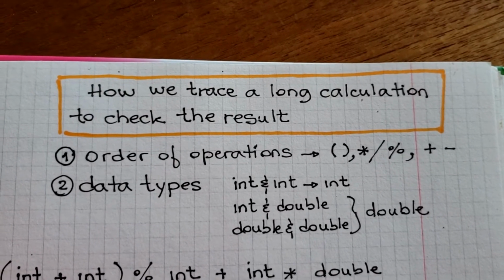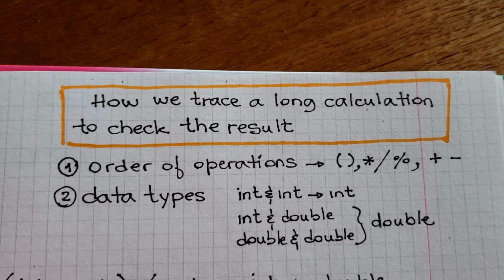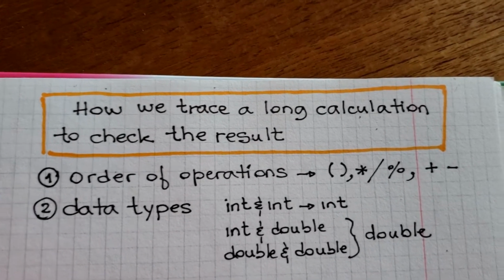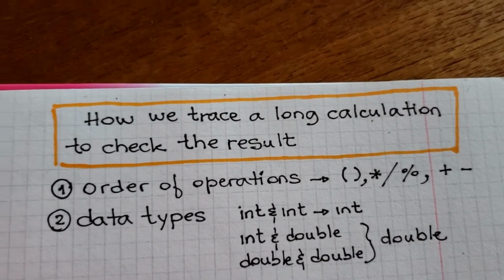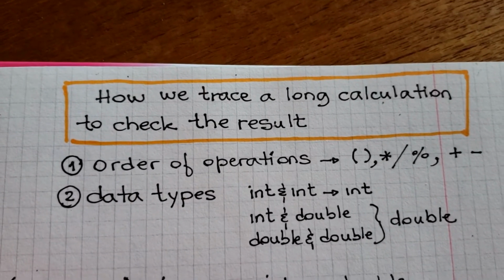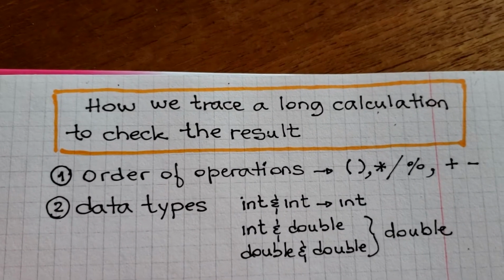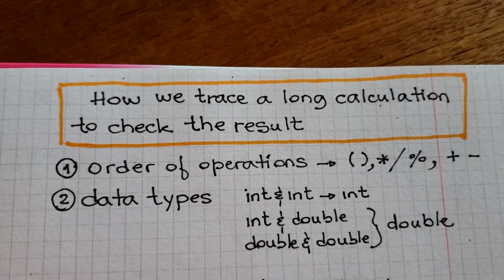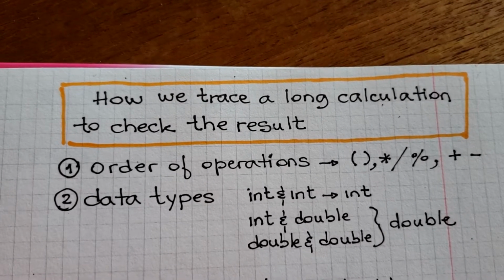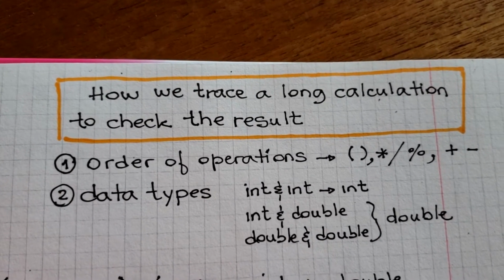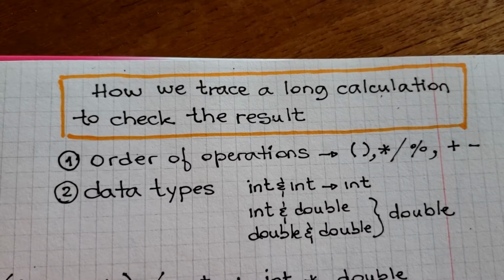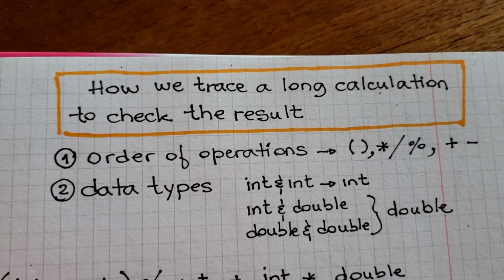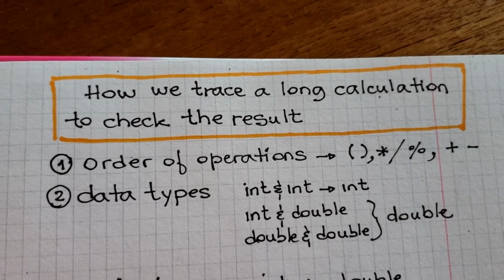Today, in this short video, I'm going to try to explain how we would trace a long calculation to check why we get the results that we get when we execute a program that uses such a calculation. We have seen in the past that programmers draw by hand what I call a hand simulation and the textbook calls a desk check to trace what the program does in memory one step at a time, one line at a time.